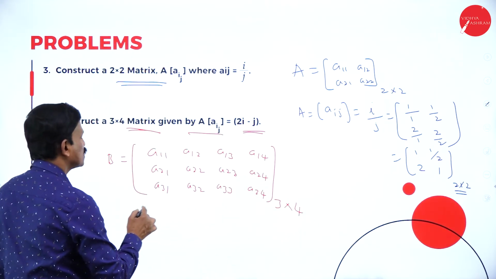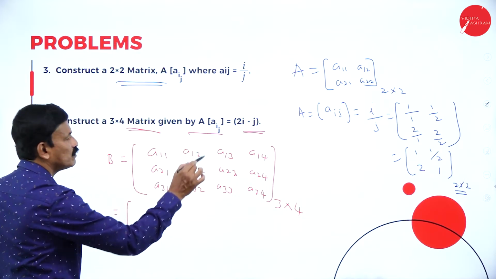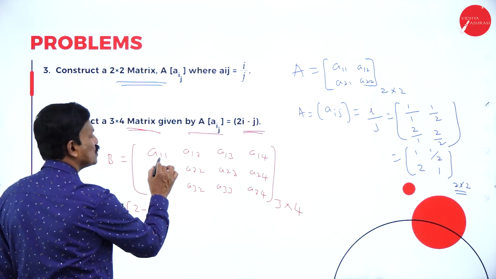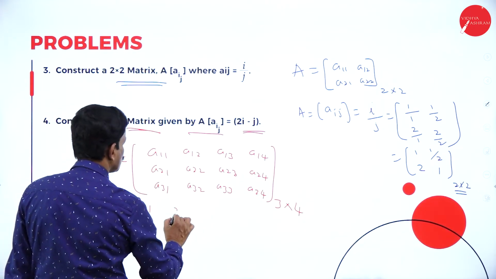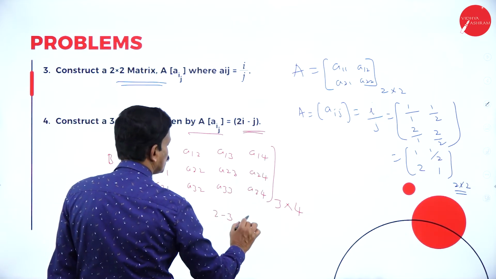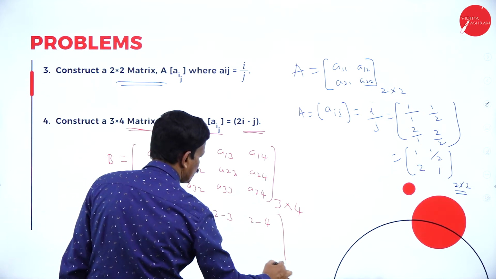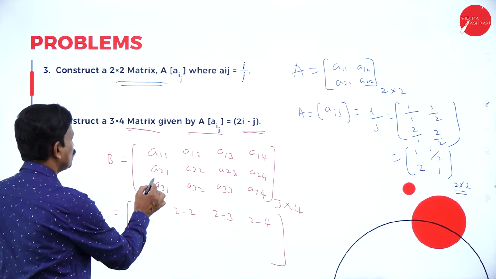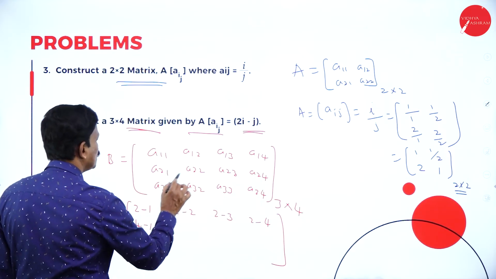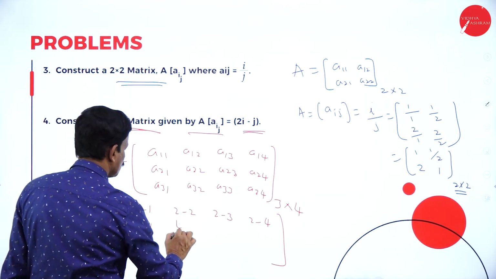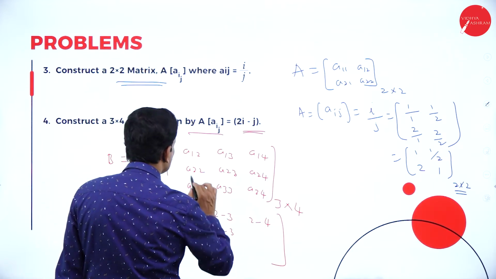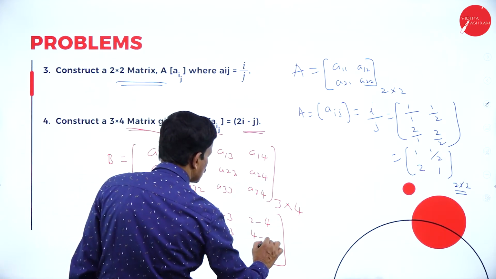Now write down the elements. What are the elements given? 2i minus j. 2 into 1 minus 1, 2 into 1 is 2 minus 2, 2 into 1 is 2 minus 3, 2 into 1 is 2 minus 4. This is the first row. Now second row, first element i is 2 here. 2 into 2 is 4 minus 1, 4 minus 2, 4 minus 3, 4 minus 4.